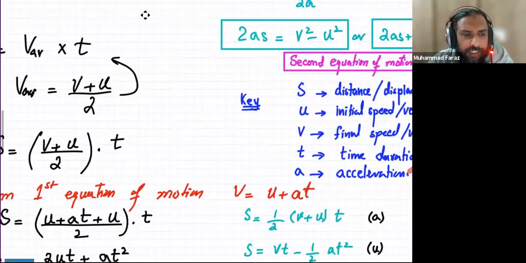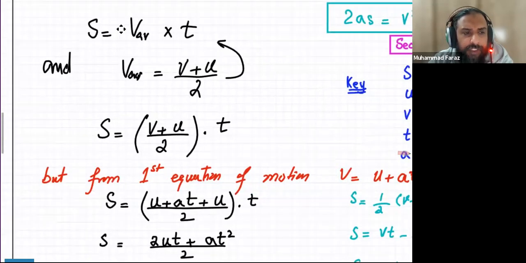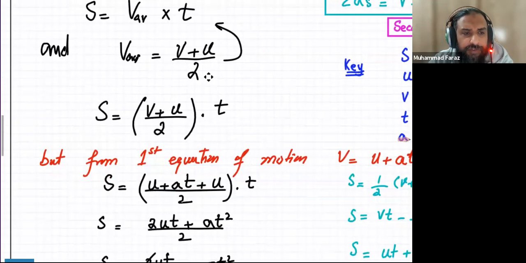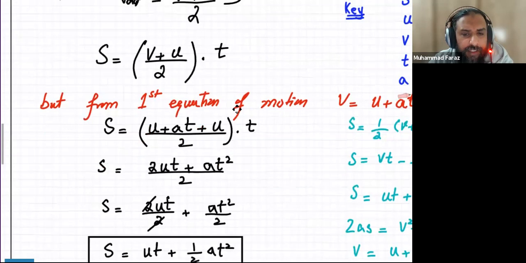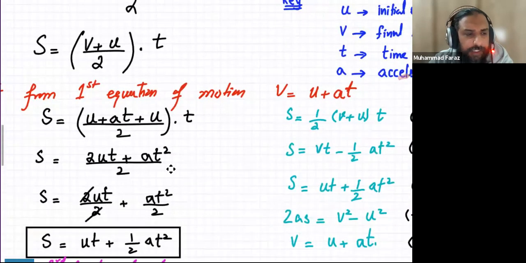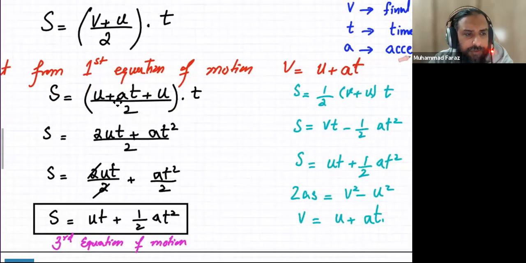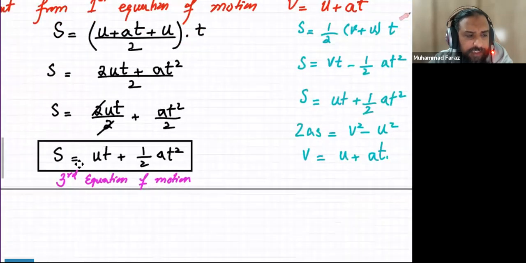Now, starting from the same formula, distance equals average velocity multiplied by time, we can replace average velocity with v plus u over 2, and then v can be replaced by u plus at, as we have made the first equation v equals u plus at. We have replaced v with u plus at, and it becomes this. Rearranging and sorting ends up as s equals ut plus half at squared.